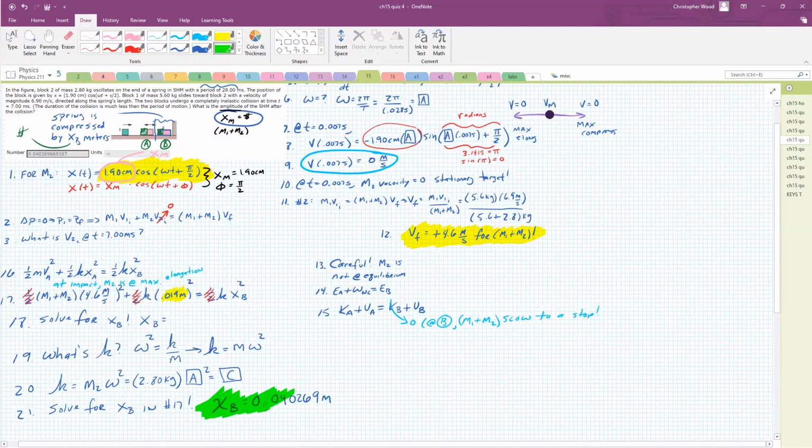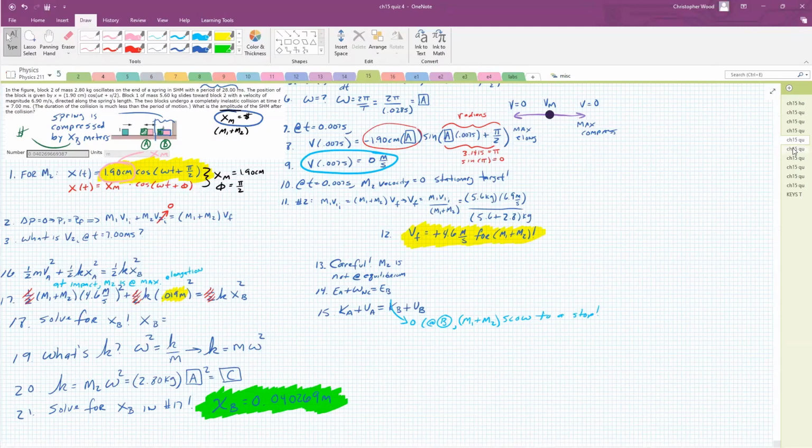So we use momentum, simple harmonic motion, and energy analysis. All of these problems are pretty darned rich in terms of what we have to scrape together. What time is it? 2:50.